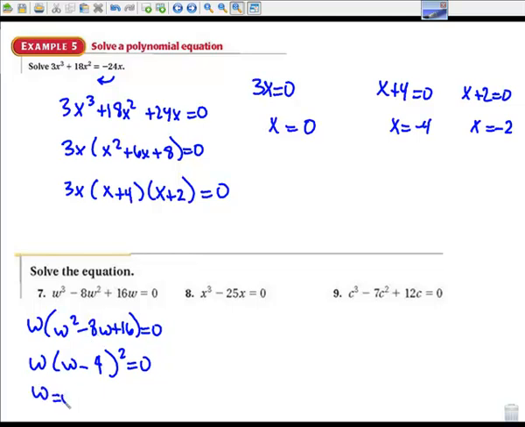So now I set these factors to 0. So the first one is just w equals 0. Remember, this is one where you only need one factor since they're the same. And so w here would equal 4.